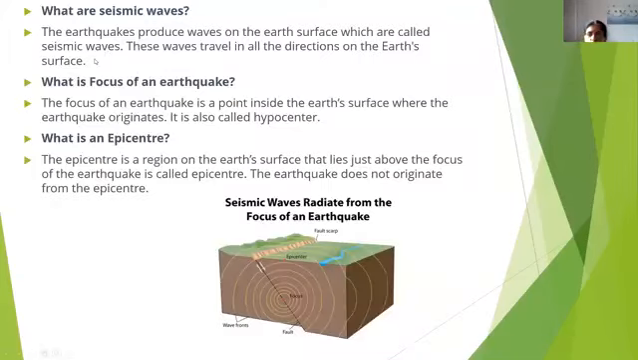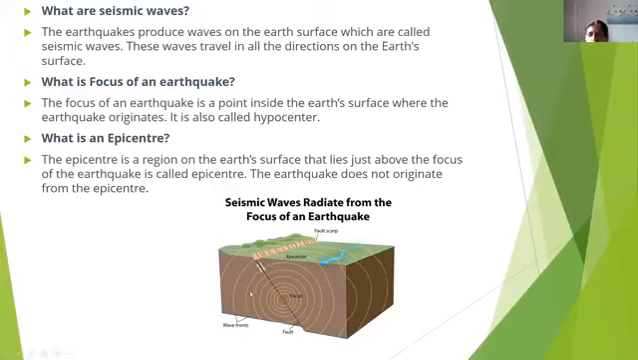And so we have learned what are seismic waves. The waves produced by an earthquake on the earth's surface are called seismic waves, and these waves travel in all directions on the earth's surface. And what is the focus of an earthquake? The focus of an earthquake is a point inside the earth where the earthquake originates, and this point is called the focus, which is otherwise called the hypocenter.